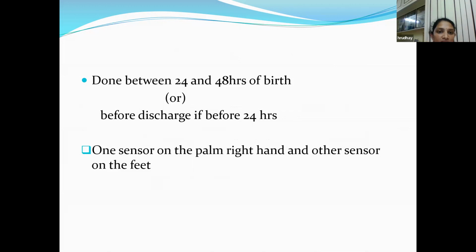Usually pulse oximetry tests should be done between 24 and 48 hours of birth, or before discharge. If the baby is getting discharged before 24 hours, yes, do it. The usual ideal time is between 24 and 48 hours.